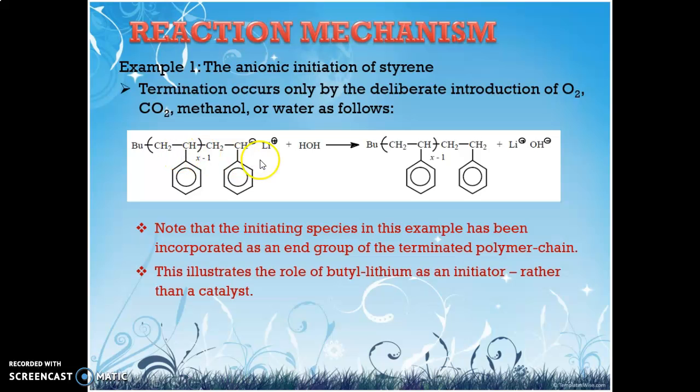This comes from the propagation reaction. From propagation, we add water. The carbon ion, which has a negative charge here, together with the positive lithium. Note that the initiating species in this example has been incorporated as an end group of the terminated polymer chain. So this illustrates the role of butyllithium as an initiator rather than a catalyst.